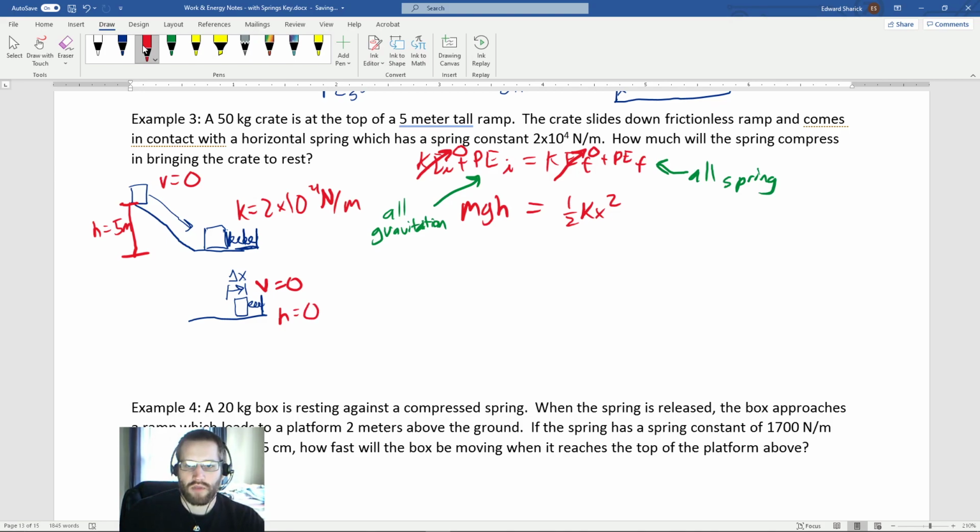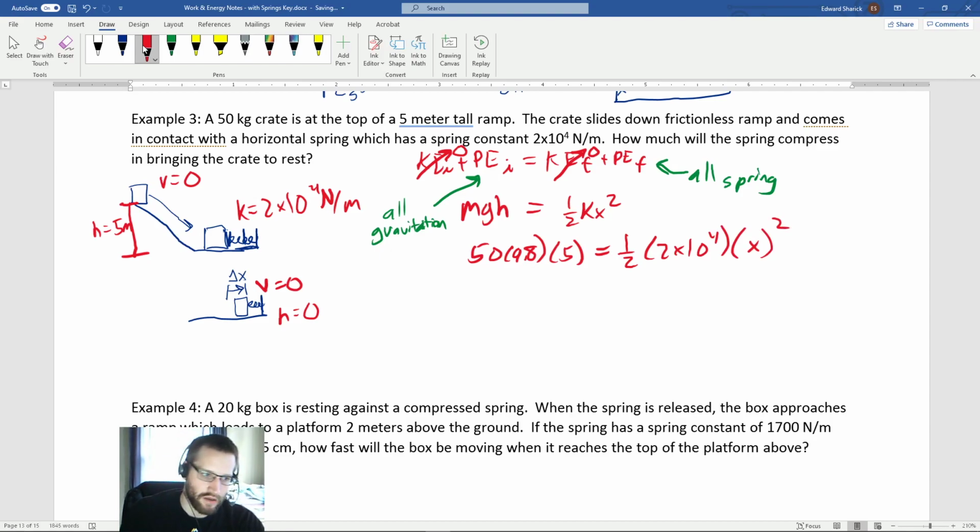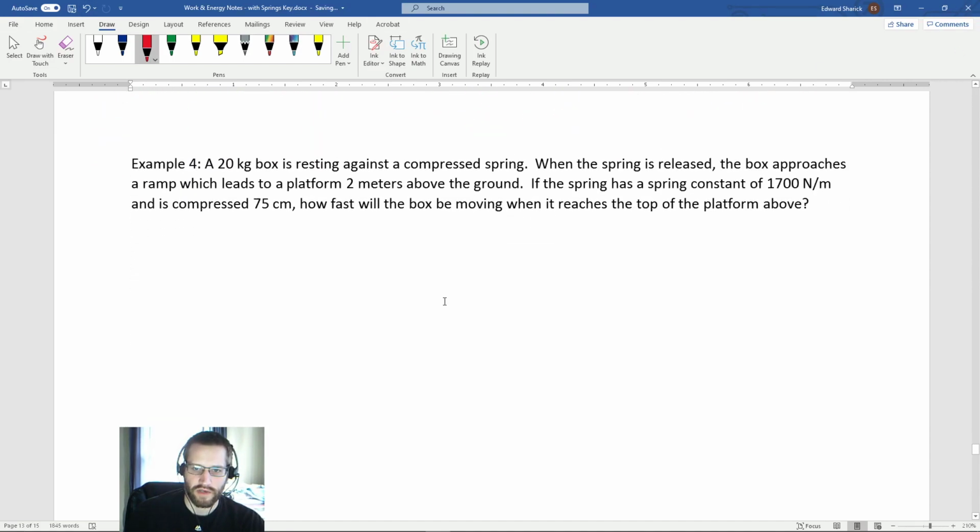All right, and so I can plug in my numbers, 50, 9.8, and 5, and that's going to equal 1/2. K is 2 times 10 to the 4th, and then x squared is what I'm looking for. All right, and so I can plug this into my calculator at this point. Multiply these 3 together, multiply those 2 together, divide it over, and then finally take the square root, and 0.49 meters, about 50 centimeters is going to be the amount of compression. All right, and this brings us to our final example for today.